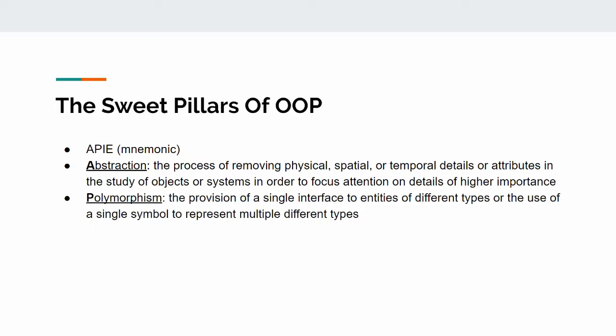Next we have P, polymorphism. Polymorphism is the provision of a single interface to entities of a different type or the use of a single symbol to represent multiple data types. So what this is trying to say is that there's one point in, but it allows for many other things to use that point. So here we're discussing that if we define how something behaves, then we can allow for the definition of that behavior to be done later on.